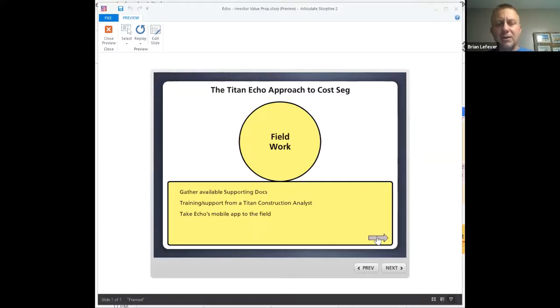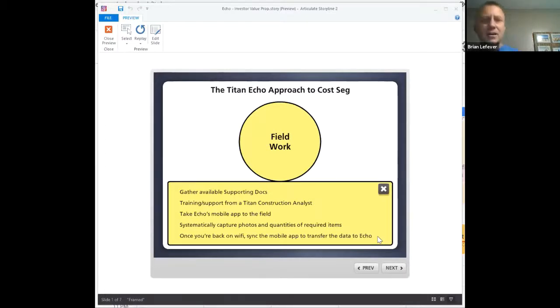So you're going to go to the field. We're going to teach you what you need to get pictures and measurements of. Even if you don't know what you're looking at, you're just going to quantify it, get a picture, and we're going to help you through it. You're going to systematically capture all that data in the app, and then when you get back to the office or the house where you're on Wi-Fi, you push a button, it sucks all that data off the tablet up to the server where we can use it.